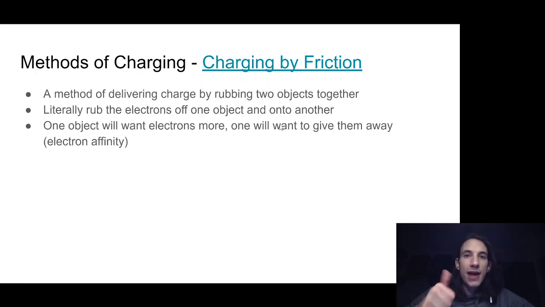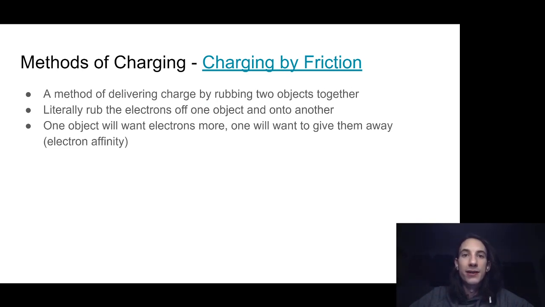So we have different methods of charging. We've talked about insulators and conductors, and that objects can get charged by gaining electrons, but how does this happen? What are the methods that we can use? The first method, the one that we did the most when we were doing charging in class, is charging by friction. Charging by friction is a method of delivering charge by rubbing two objects together. When we charged stuff in class, we took that rabbit fur and rubbed it on either the PVC or one of those glass rods, and we were able to charge them.